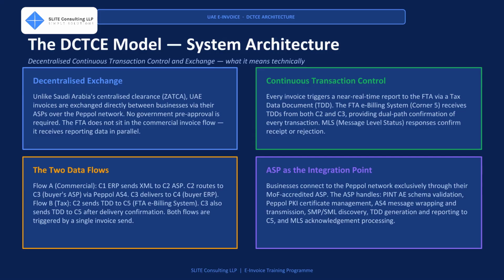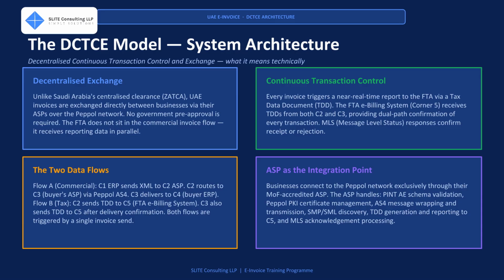DCTCE, Decentralized Continuous Transaction Control and Exchange. Let's unpack each word. Decentralized. Unlike Saudi Arabia's Zakat model, the FTA does not pre-clear invoices. They flow business to business via ASPs, and the FTA receives a parallel report. Continuous. Every transaction is reported in near real time via a tax data document, not in a monthly batch.